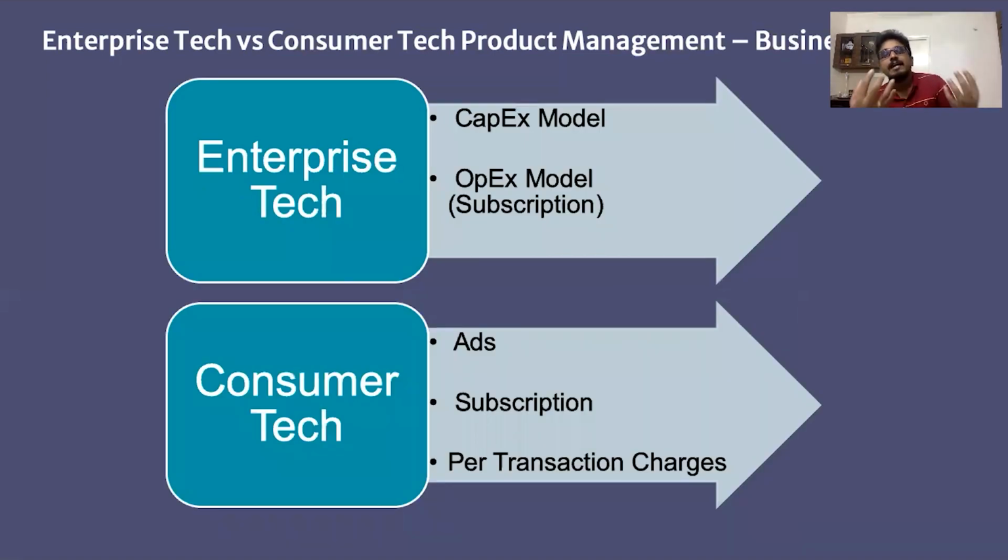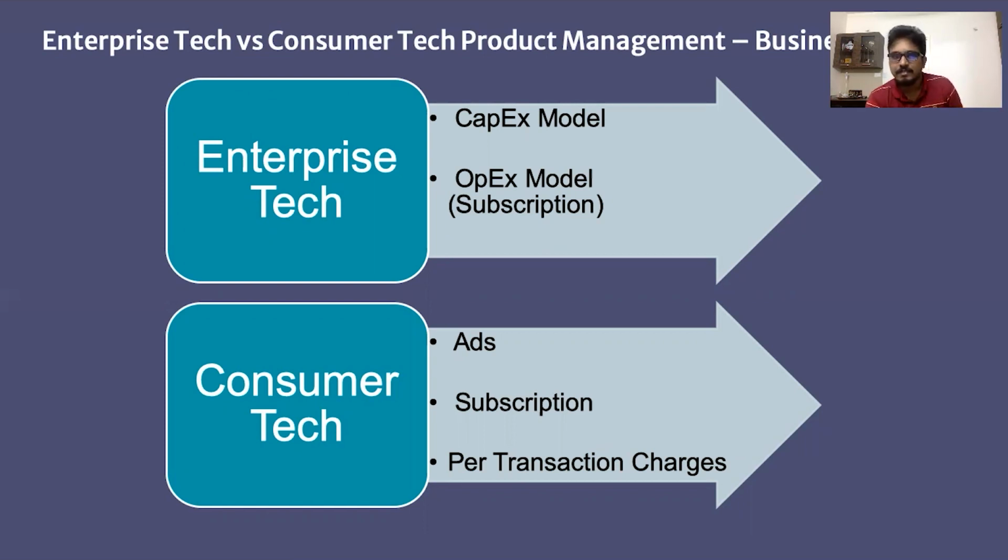Now, let's look at the differences between enterprise tech and consumer tech product management in terms of business, right? So if you look at enterprise tech products, like I said, there are two main classes of products. One is your systems products, like operating systems and virtualization software, and things like that. And then there is your SaaS products, right? Typically, there are two business models for any enterprise tech product. One is the capex model, which is capital expenditure, wherein the customer pays all the money upfront, right? So the customer pays X amount of dollars upfront, and then gets that software license for lifetime, right?